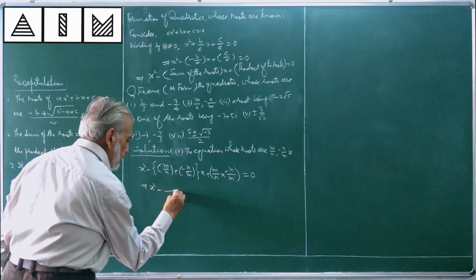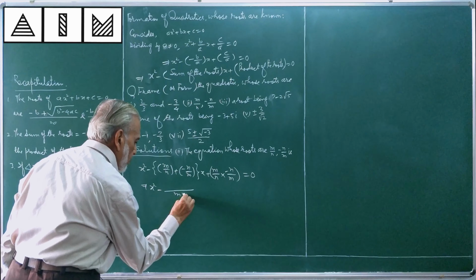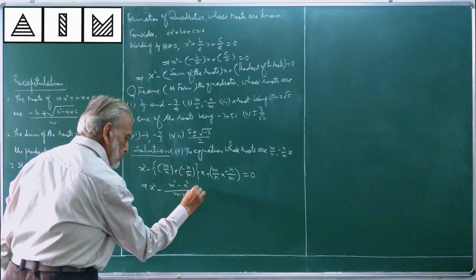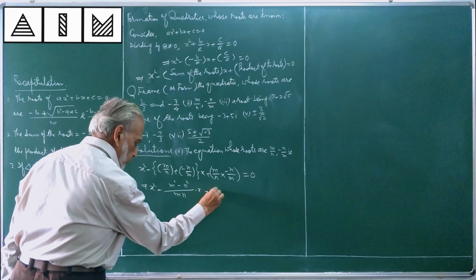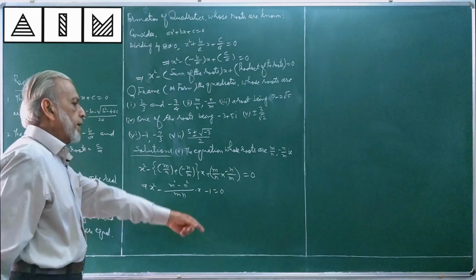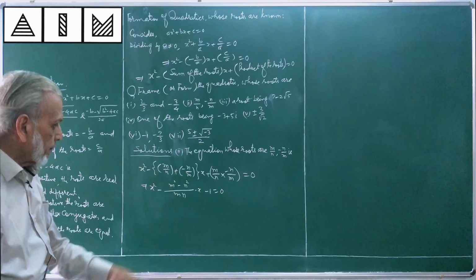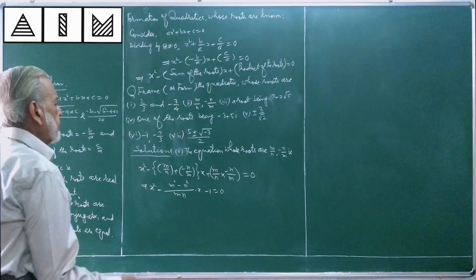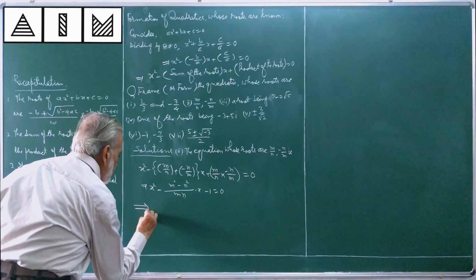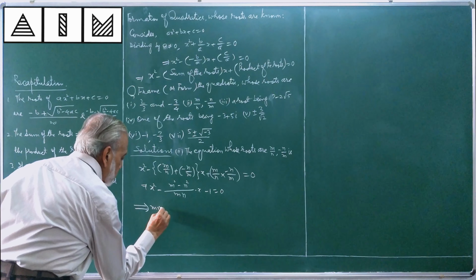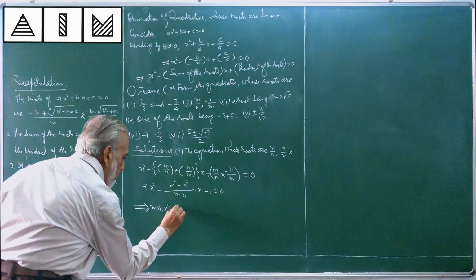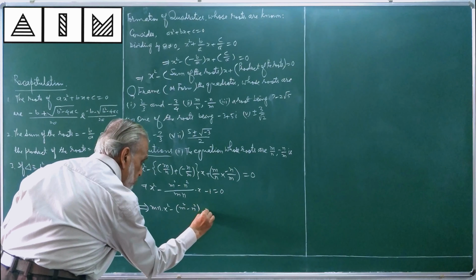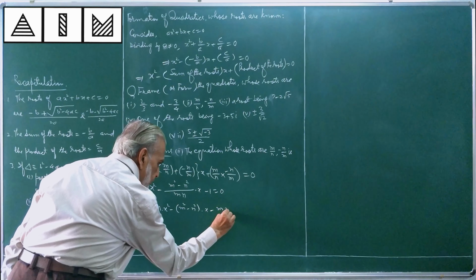Take LCM here, LCM is mn, m square minus n square, and this is minus 1. M by n into minus n by m is minus 1. So, I can leave it like this, or better to simplify: mn x square minus m square minus n square x minus mn is equal to 0.